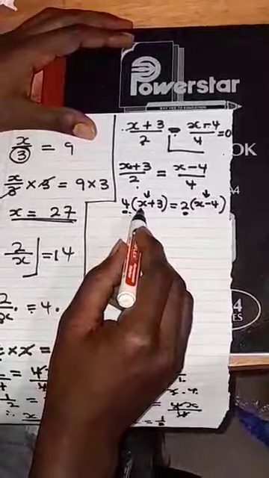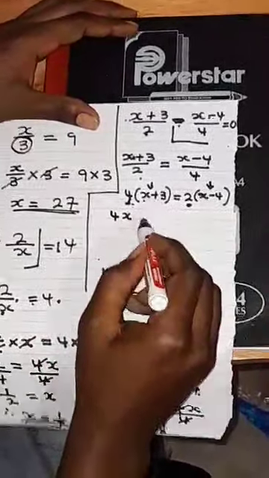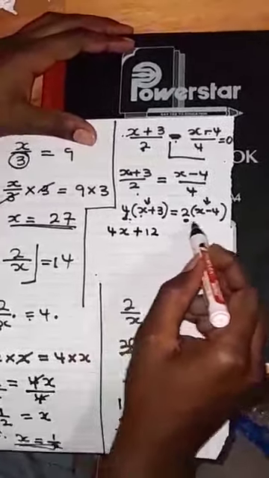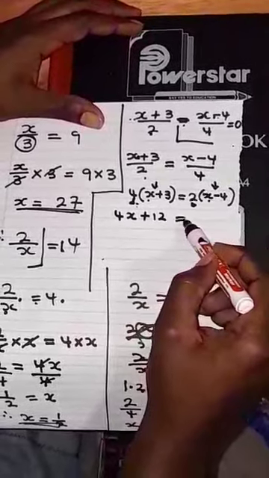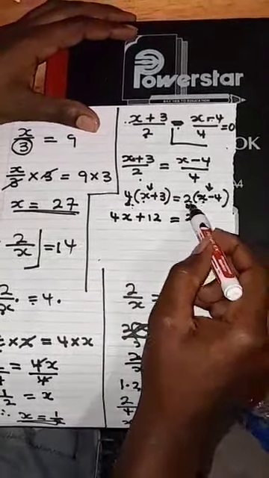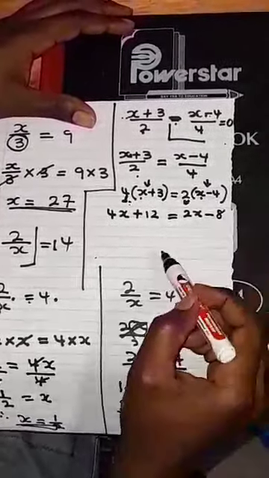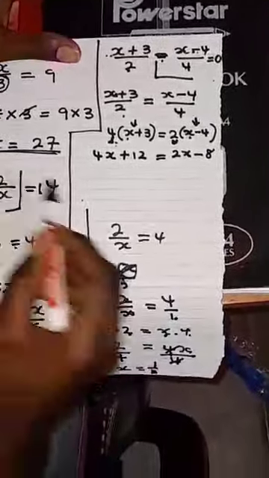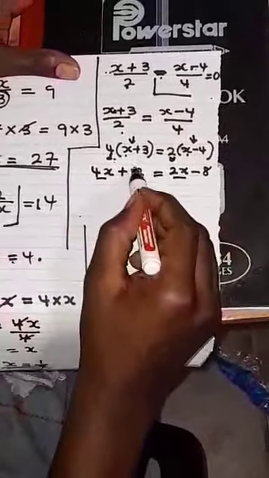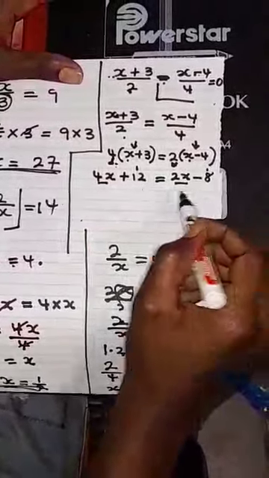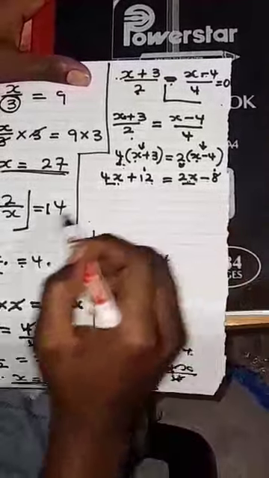So 4 multiplied by x, it becomes 4x. 4 multiplied by 3, it becomes 12. Now this side of the equal sign, 2 multiplied by x, it becomes 2x. 2 multiplied by negative 4, it becomes negative 8. So now we must check the like terms. 12 and 8 are like terms. 4x and 2x are like terms.